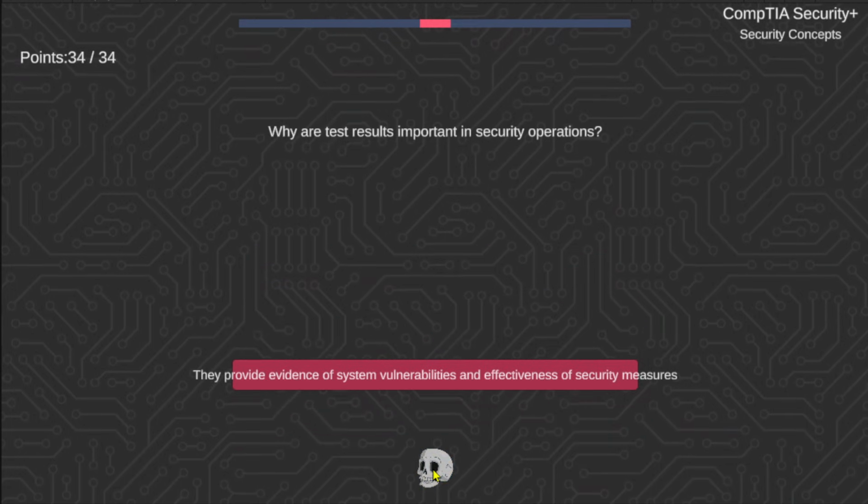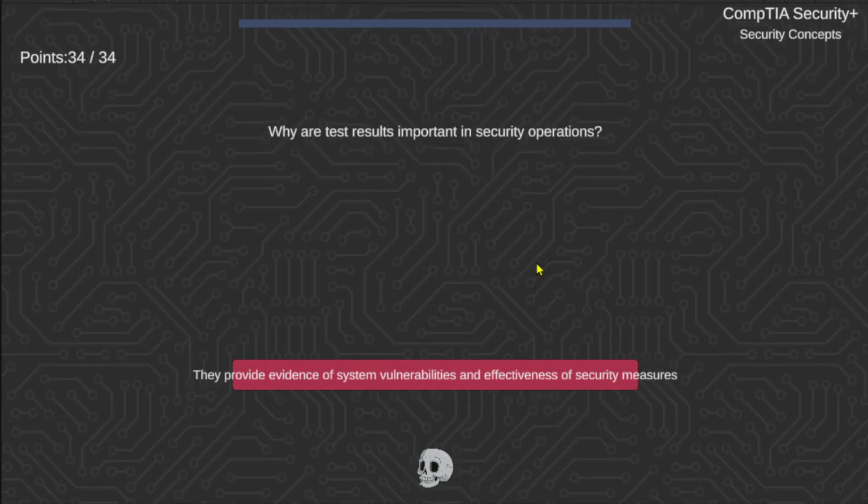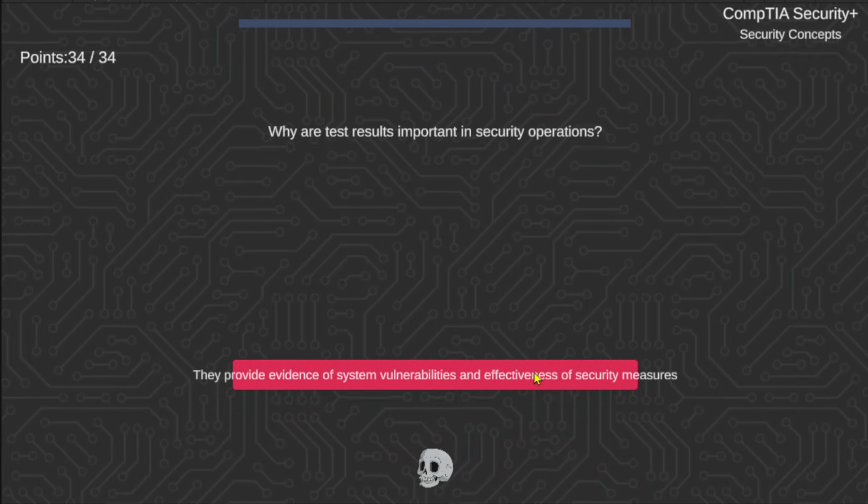Correct answer, and it's just ironic that this is actually outside of the button, is they provide evidence of system vulnerabilities and effectiveness of security measures.